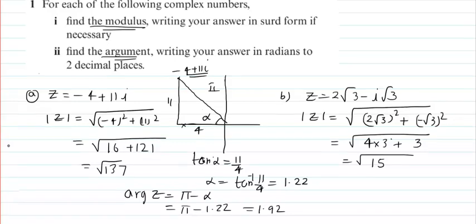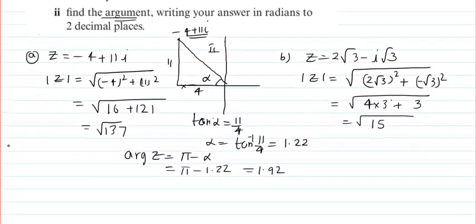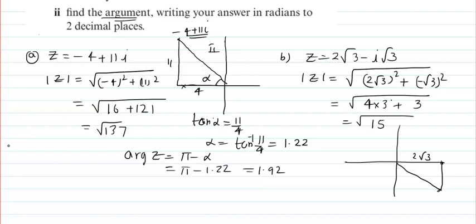Now, to find the argument of z, where it is 2 root 3. So if you see here, 2 root 3 will be here and then minus i root 3 will be here. So it should be like this, isn't it? So it is 2 root 3 and it is root 3 and we need to find alpha here. So tan alpha equal to root 3 over 2 root 3. Okay, and if you simplify it, you are getting 1 by 2, right?